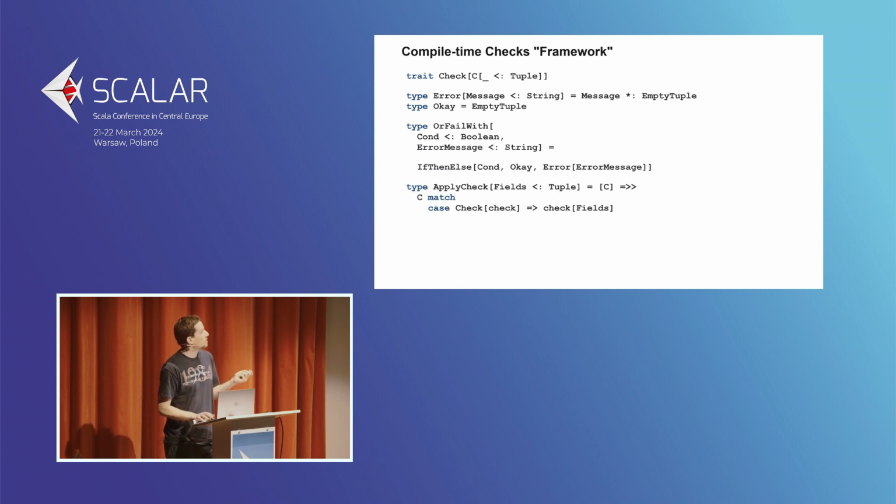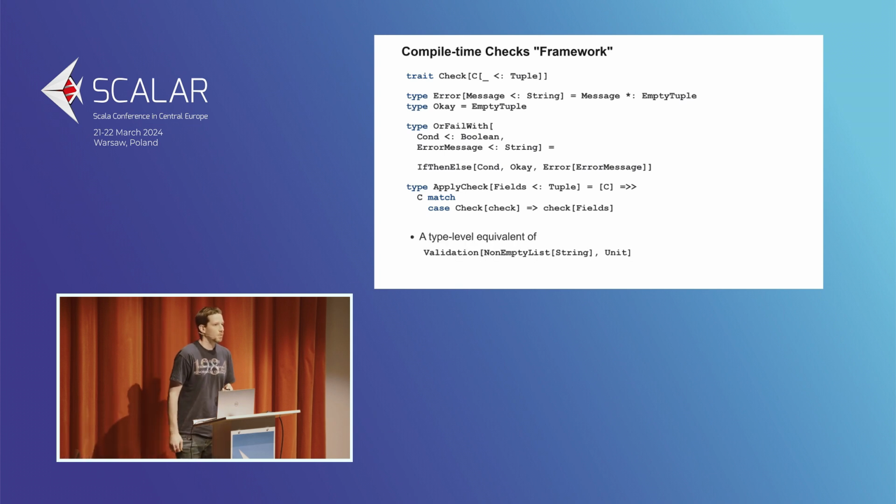To apply check, we take some fields, we take a check, and then we extract the check itself, the type constructor, and apply it to the fields. The result is supposed to be either 0 or 1 errors. If you're familiar with validation from other functional libraries, it's basically the type-level equivalent of validation of a non-empty list of string and unit. We're just doing it at the type level, as we should do most things.